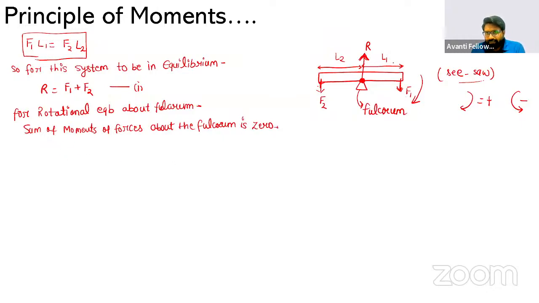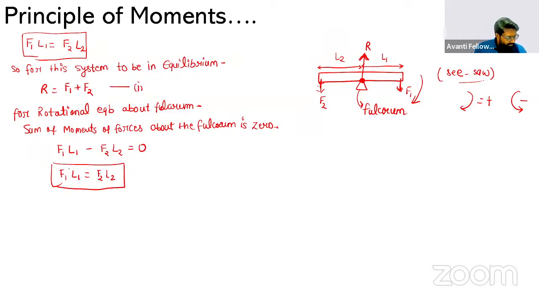what is the distance here? It is L1 into F1. We can say F1 L1 minus F2 L2, because it is rotating the body in anti-clockwise sense. So that is why it is taken as negative. F1 L1 is equal to F2 L2. So from here you can say this condition is being satisfied. Okay, clear.